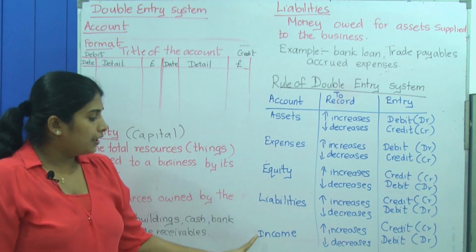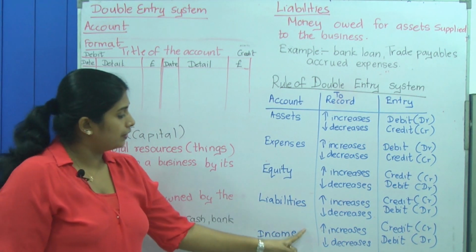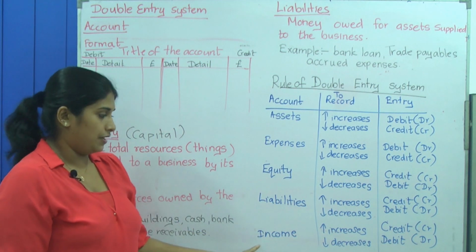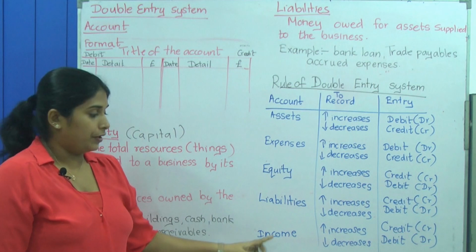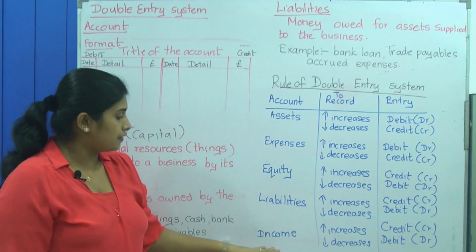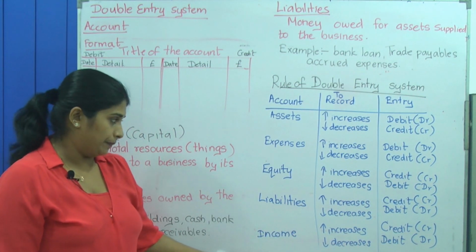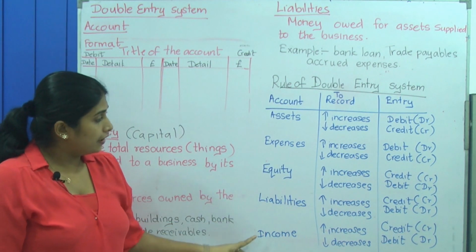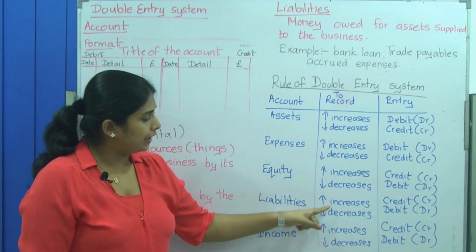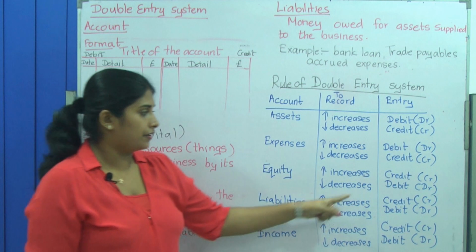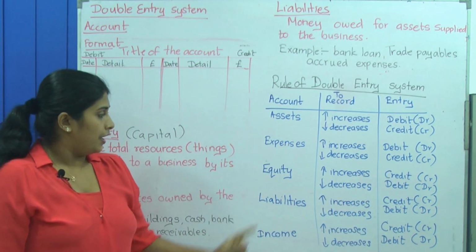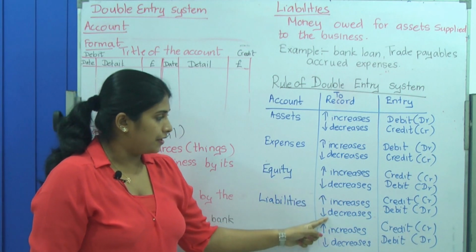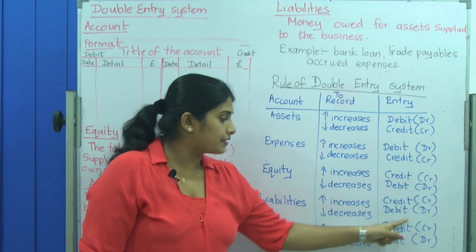Equity, liability and income. Income means whatever you receive in cash. That means if you receive a discount, that is called an income. If you receive rent or interest, that comes under income. So equity, liability, income, whenever all three of them increase, it will be written on the credit side of the T account. And when all three decrease, it will be recorded on the debit side of the account.